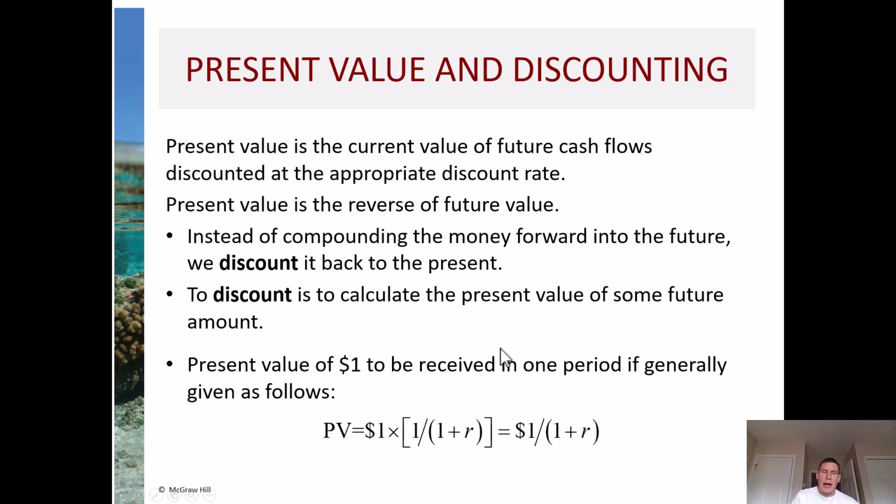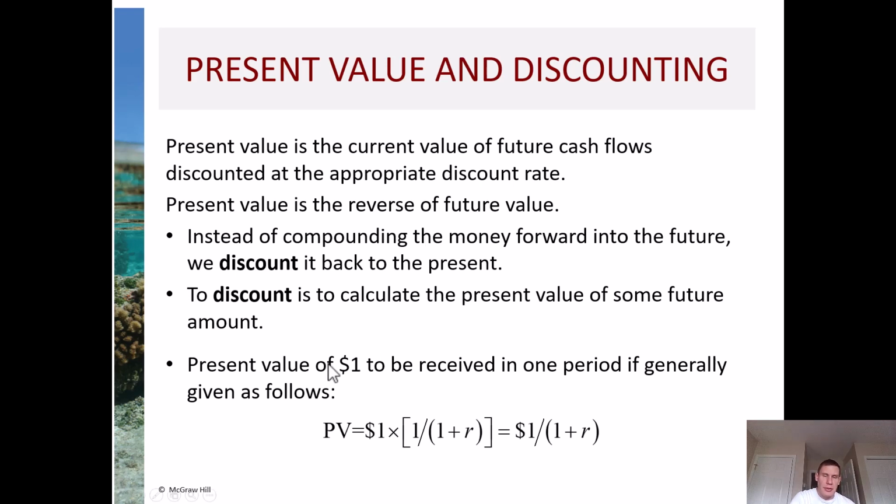All right, so let's talk a little bit now about present value and discounting. So present value is the current value of future cash flows discounted at the appropriate discount rate. So like, what is it worth today? So present value is the reverse of future value. So think of future value in the future, present value as like right now, like today. So instead of compounding the money moving forward into the future, now we're going to discount it to bring it back to the present. So to discount is to calculate the present value of some future amount.